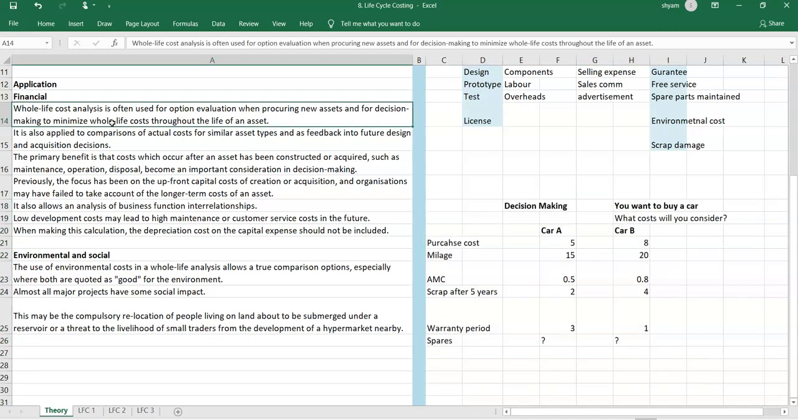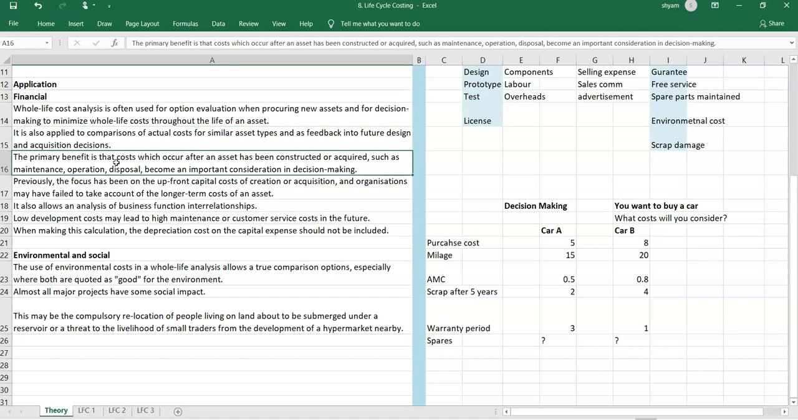So we consider the life cost throughout the life of an asset. It is also applied to comparison of actual cost for similar asset types and as feedback into future design and acquisition decisions. So companies, what can they do? If they have already produced a bike earlier, they can take that cost and find out whether a new bike has to be created and what would be its life cycle cost, both for the company and for the customer.